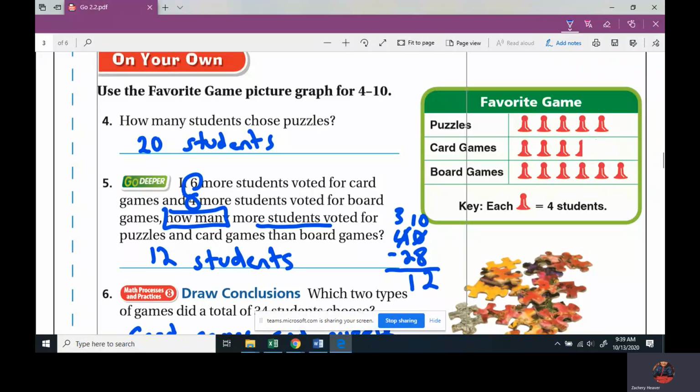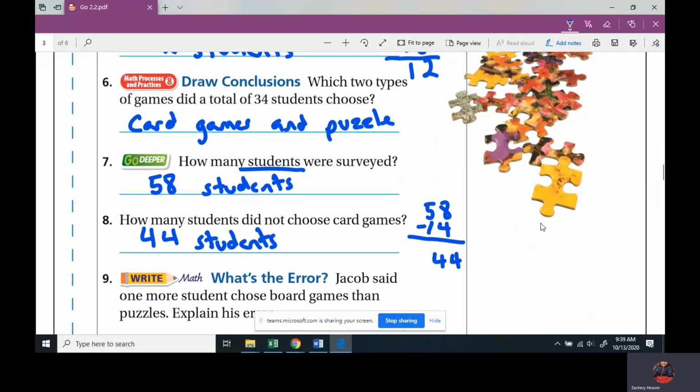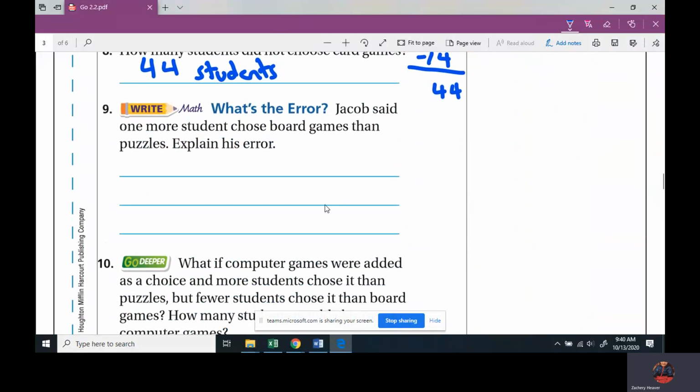Right. So what he thought was, check this out: 1, 2, 3, 4, 5, 6, and 5. So he said, oh no, there's only one more student who likes board games than puzzle pieces, but that's not the case because he didn't look at his key. We know one piece is 4 students. So Jacob's error: he did not look at the key.